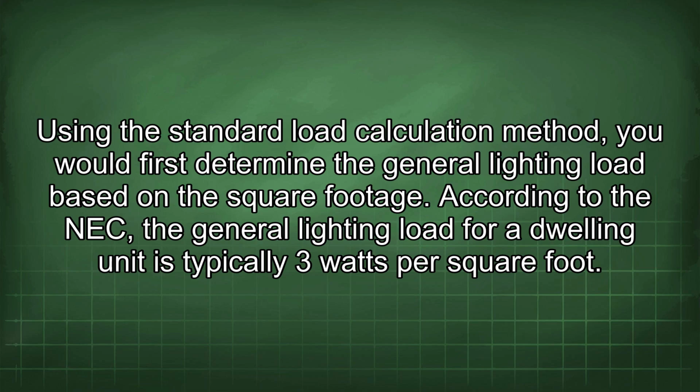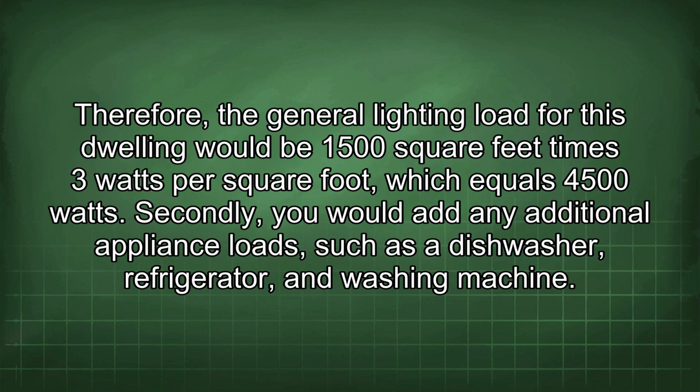According to the NEC, the general lighting load for a dwelling unit is typically 3 watts per square foot. Therefore, the general lighting load for this dwelling would be 1,500 square feet times 3 watts per square foot, which equals 4,500 watts. Secondly, you would add any additional appliance loads, such as a dishwasher, refrigerator, and washing machine.